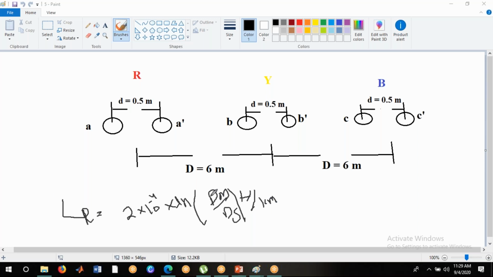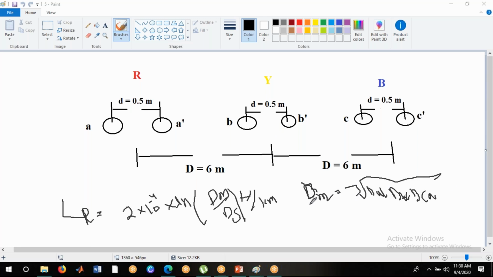Now we have to find that dm value and ds value. So in this type of problems, the dm and ds value is different. We have to calculate in a different manner. So the dm value can be written as cube root of DAB, DBC and DCA. So this type of construction we can't find like in the previous problem.